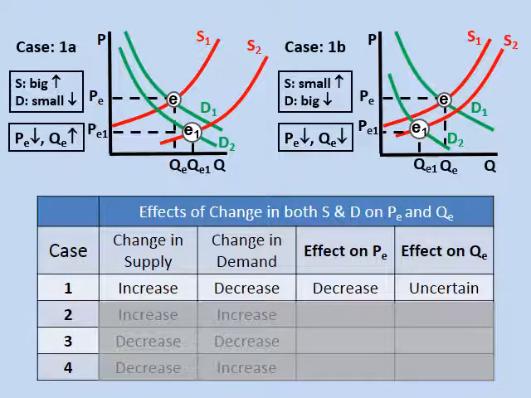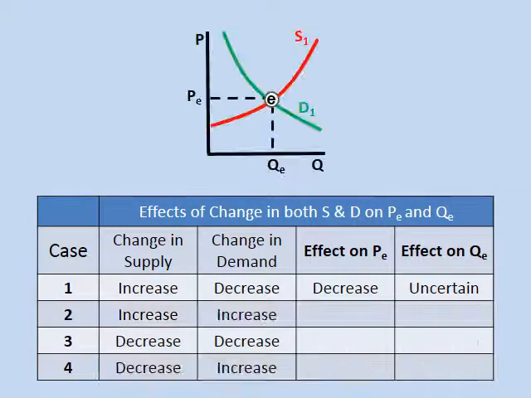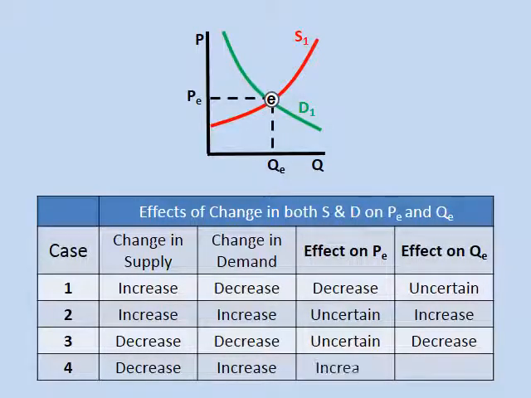I'm going to leave it to you to do the rest of the cases. I'll just summarize by saying when we're in case 2 where there's an increase in both, we're not going to be sure what happens to price, but we know that there's going to be an increase in quantity. When there's a decrease in both, we can't be sure what's going to happen to price, but we know that quantity is going to decrease. And finally, when there's a decrease in supply and an increase in demand, we know that price is going to go up, but we're not sure what's going to happen to quantity.